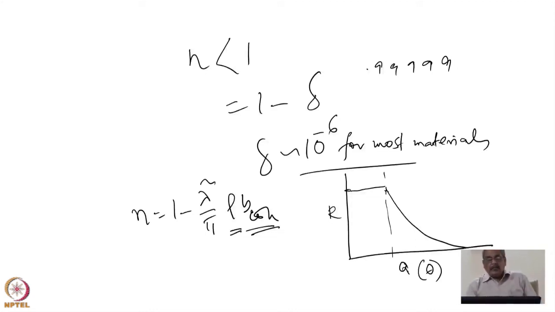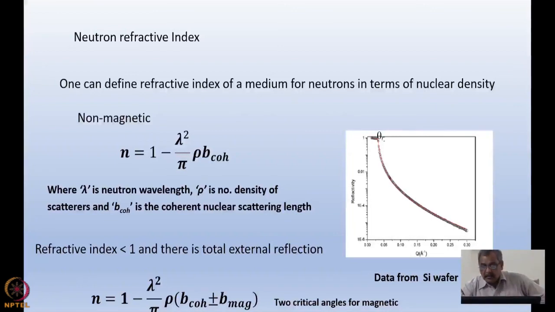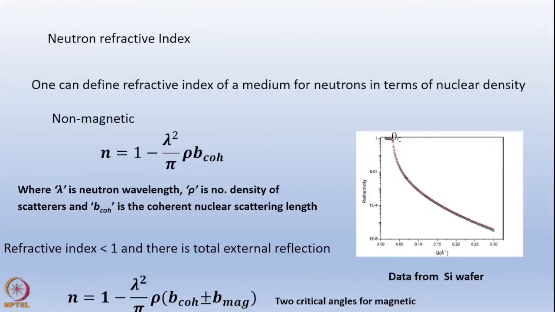So in brief, neutrons, especially long wavelength neutrons, or rather low Q scattering experiments, that means at grazing incidence, the medium behaves like an isotropic medium of a given rho B coherent, and total external reflection takes place. I have just shown you the experimental data from a silicon wafer, and you can see that up to the critical angle the reflectivity is 1, and then it falls. Actually, when I go to large Q values, it falls as 1 by Q to the power 4, known as Fresnel reflectivity, but that comes later. But the fact is that I have a critical angle up to which the medium reflects neutrons totally.